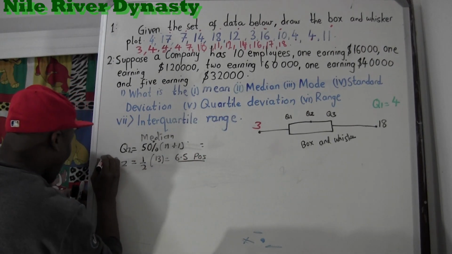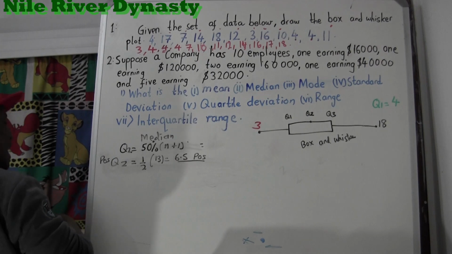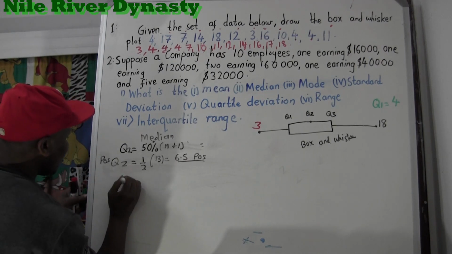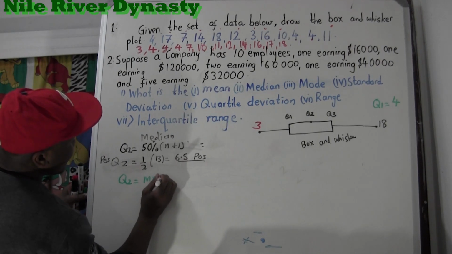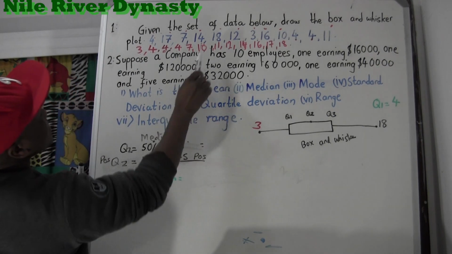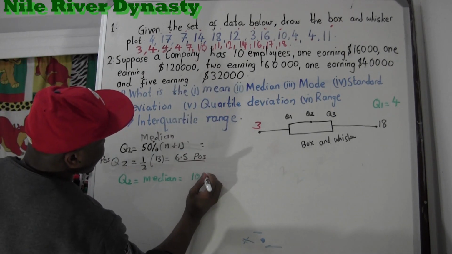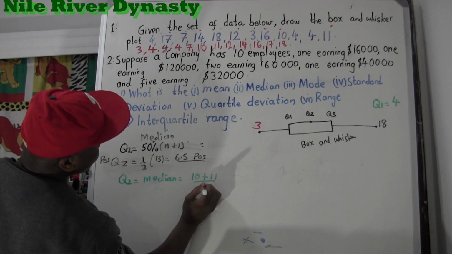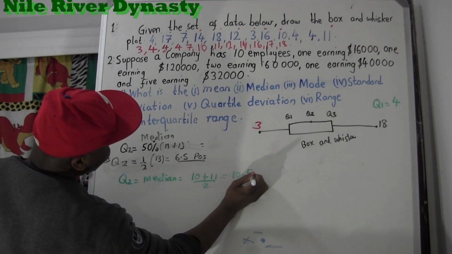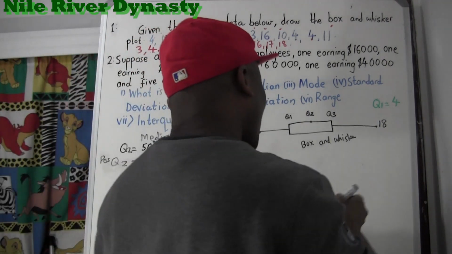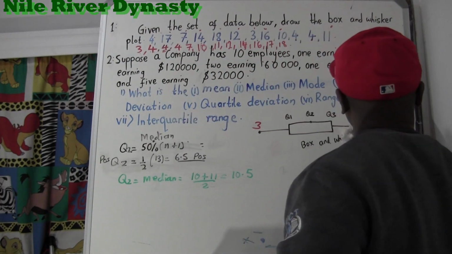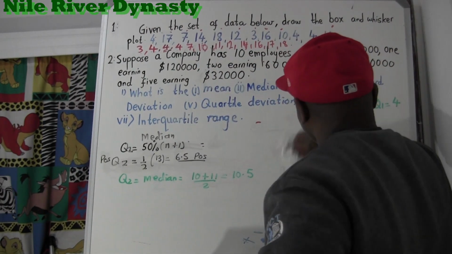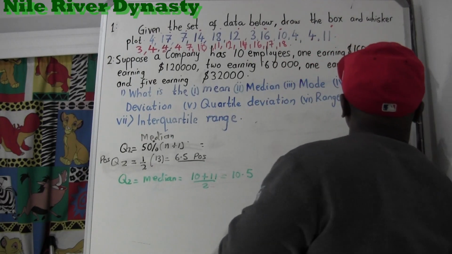But for the quartile itself, quartile 2, or we call it median sometimes, we add these two: 10 plus 11 over 2, and this is going to give us 10.5. So quartile 2 equals 10.5. Let me write this here. We go fast now. Quartile 2 equals 10.5.